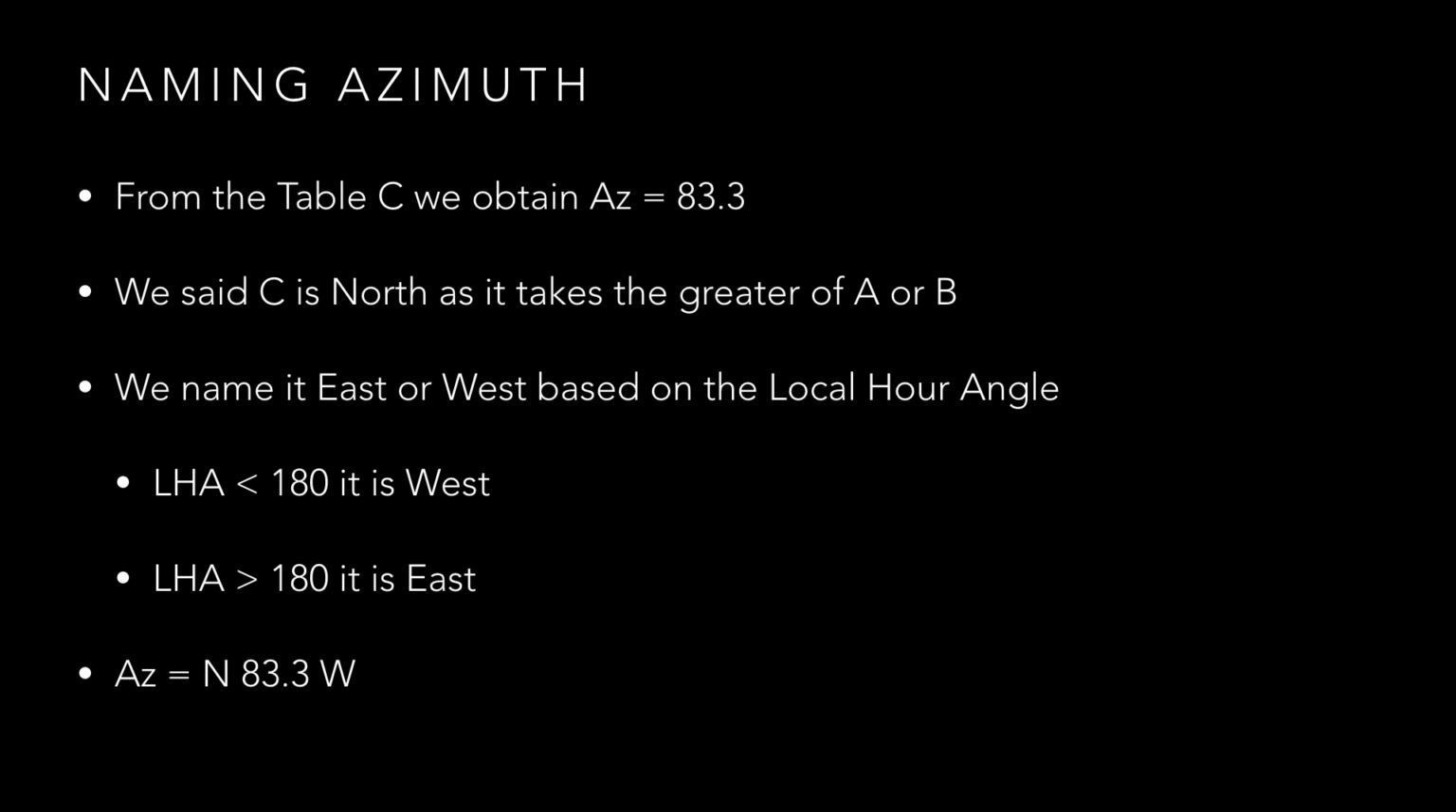We said earlier that C is north, as it takes the greater of A or B, and we name it east or west based on the local hour angle. If local hour angle is less than 180 degrees, it is west, and if greater than 180, it is east. Therefore, we obtain our azimuth as north 83.3 west.